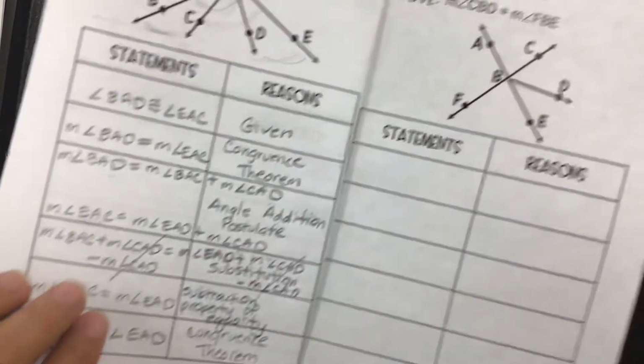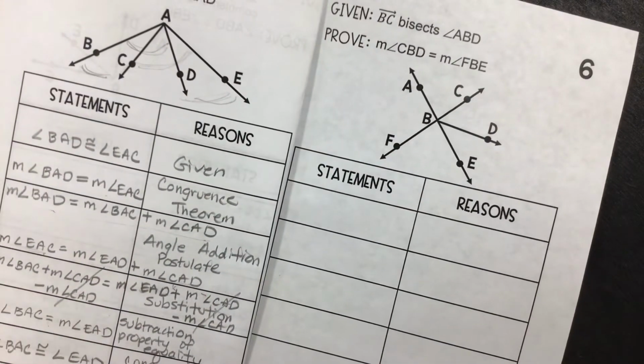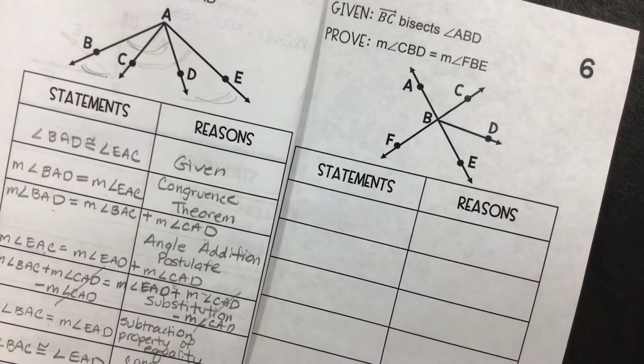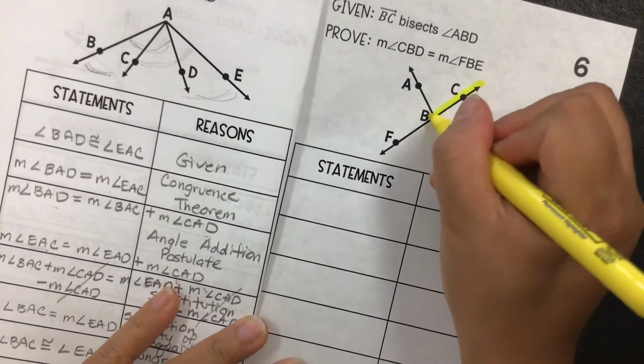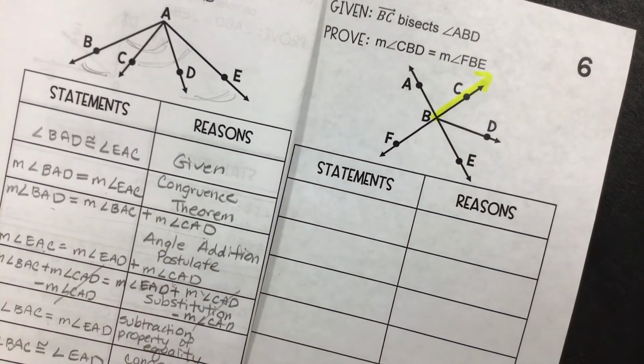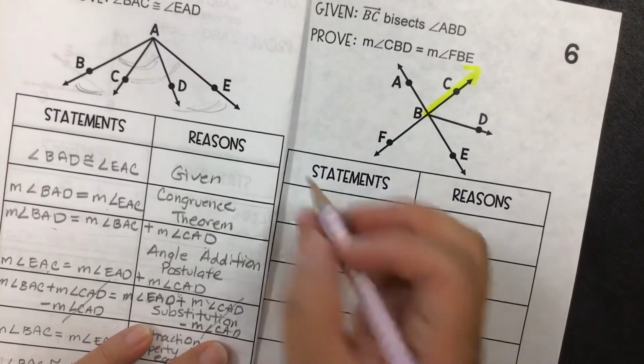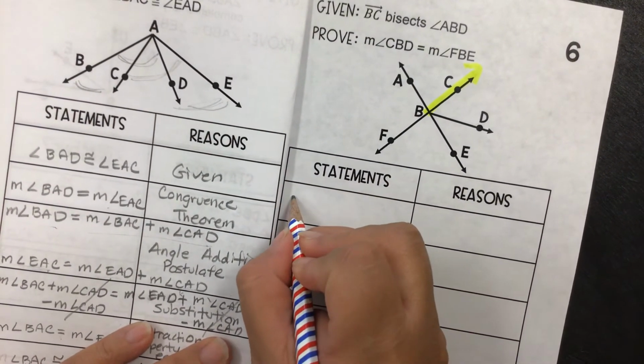Woo! Last one. For number 6, it says that this is a bisector. Bisector means cut in half in equal portions. So we're going to start with the given.